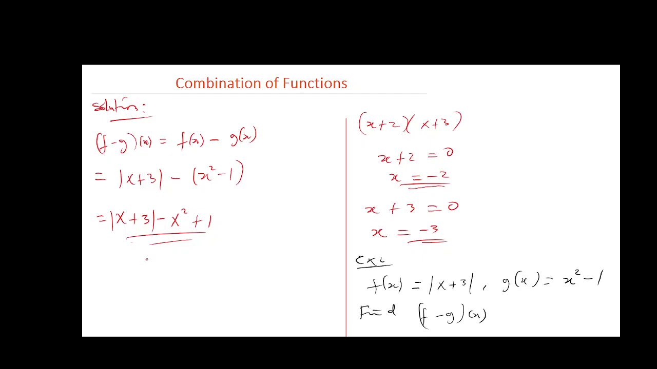to have that our x plus 3 minus x squared plus 1 will give us, we see that we are having a quadratic function here. If we rearrange it properly, we are going to have minus x squared plus x, and plus 3 plus 1 will give us plus 4. And this becomes our final answer.